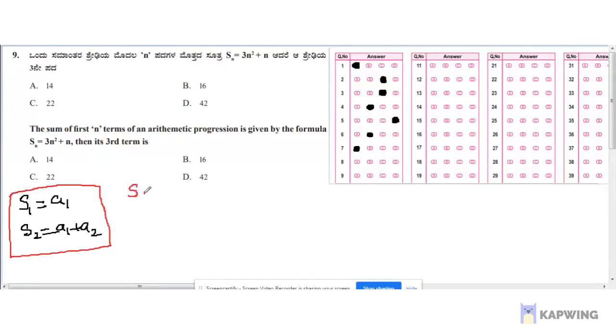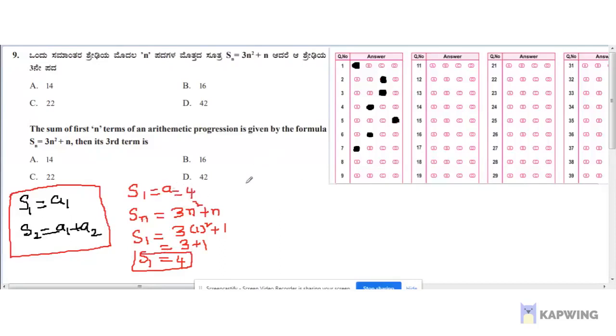Students, S1 and the first term A are equal. So we have to replace n with 1 to get the first term. Sn is given by 3n square plus n. Therefore, S1 will be equal to 3 into 1 square plus 1, which is 3 plus 1, which is 4. So the sum of the first term, or the first term, is 4.